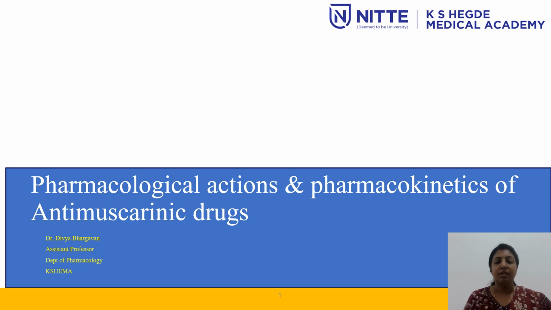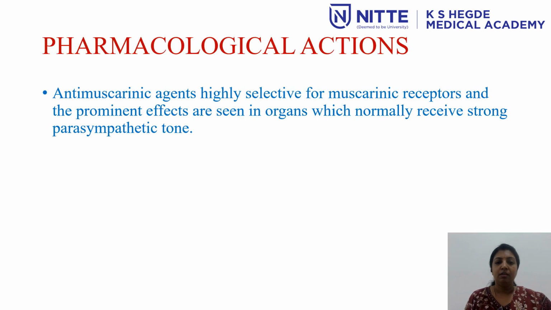Hello students. In this video, I'll take you through the pharmacological actions and pharmacokinetics of antimuscarinic drugs. So, as I told you, antimuscarinic agents inhibit the muscarinic receptors. They are non-specific antagonists of muscarinic receptors, and the prominent effects are seen in organs which normally receive strong parasympathetic tone. So the effect of antimuscarinic drugs is largely predictable if you know the parasympathetic effects.